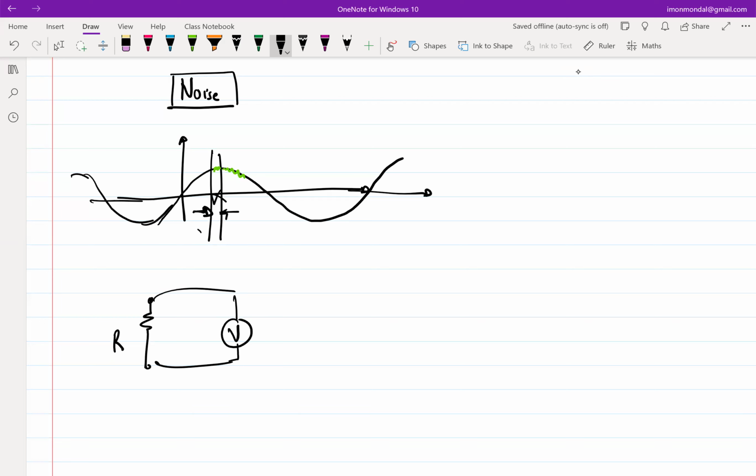So what would I observe at the voltmeter output? Ideally, what should I observe? 0, right? With respect to time, I should observe 0. But in reality, you can do this experiment in a lab also. You will never get 0, you'll get some wiggling, right?